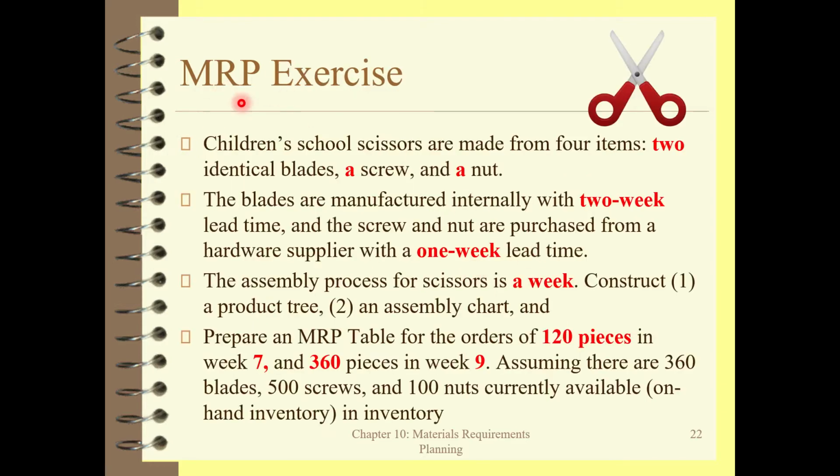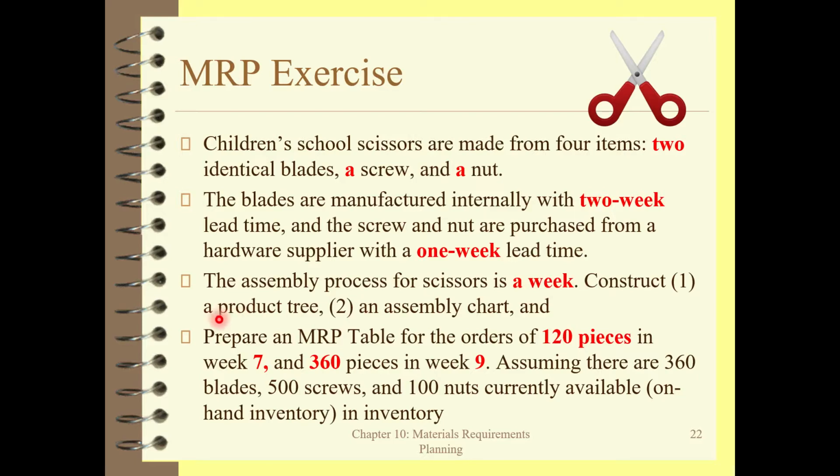So now I would like to give you an example. Suppose we are looking at a children's school scissor. This is a very simple one, which consists of 4 items: 2 blades, 1 screw, and 1 nut. The blades are manufactured internally with a 2 week lead time. Screw and nut are purchased from a hardware supplier with a 1 week lead time. Okay, they give you the production lead time and the purchasing lead time. The assembly process for the scissor takes 1 week.